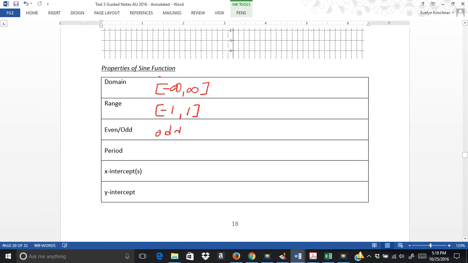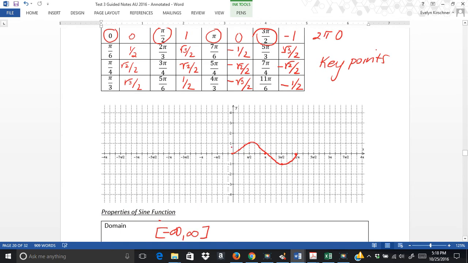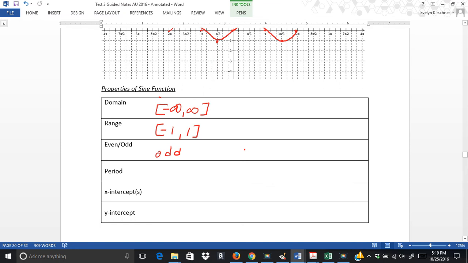It is odd. If we go back and look at the function, we can see if I graphed more over here, it would look like this, and that makes it an odd function, symmetric with respect to the origin. Its period is 2 pi.